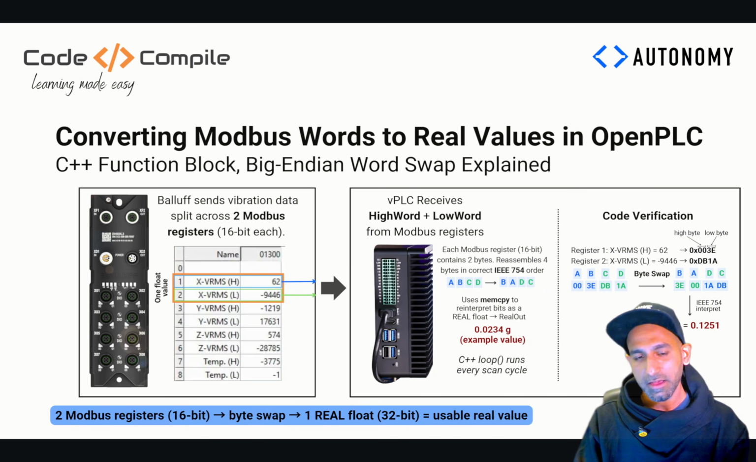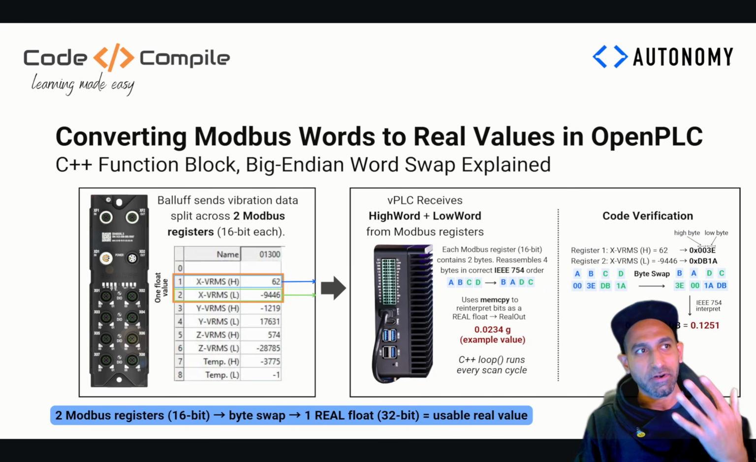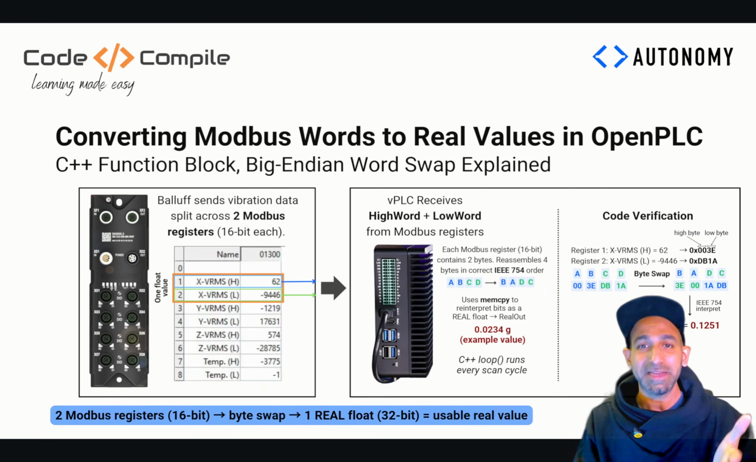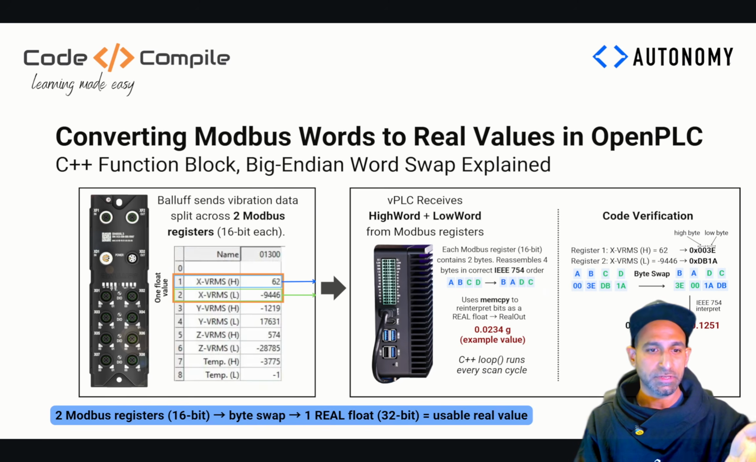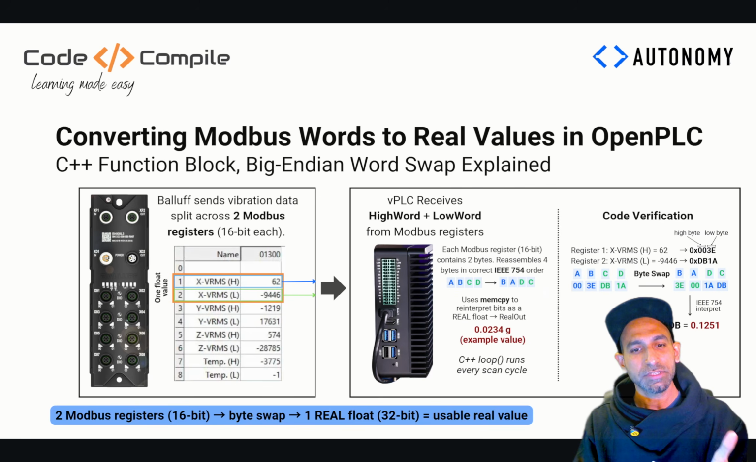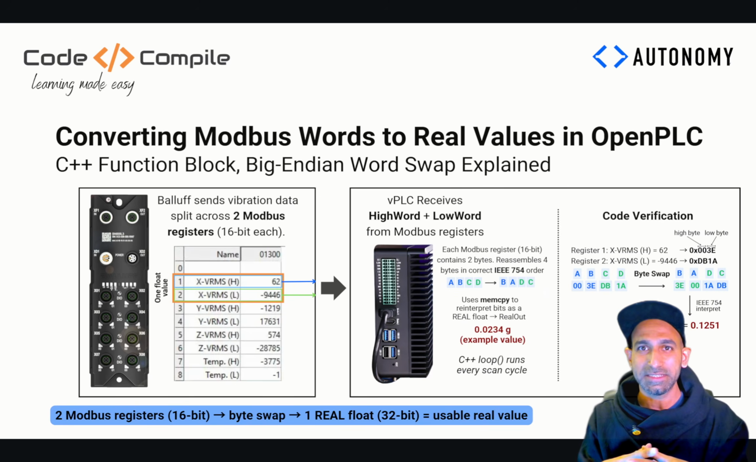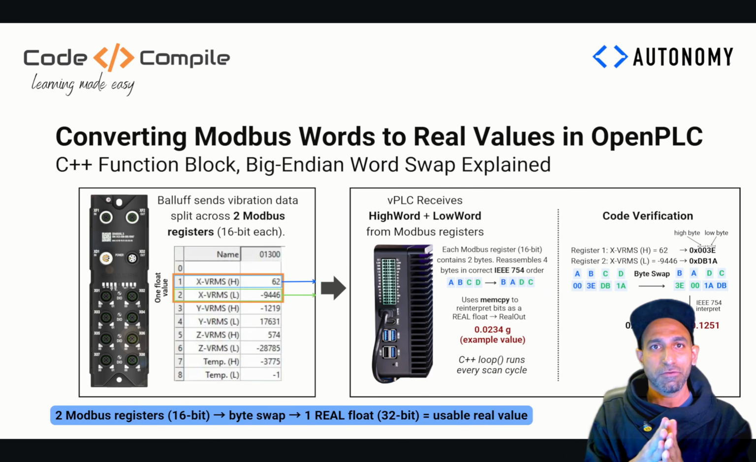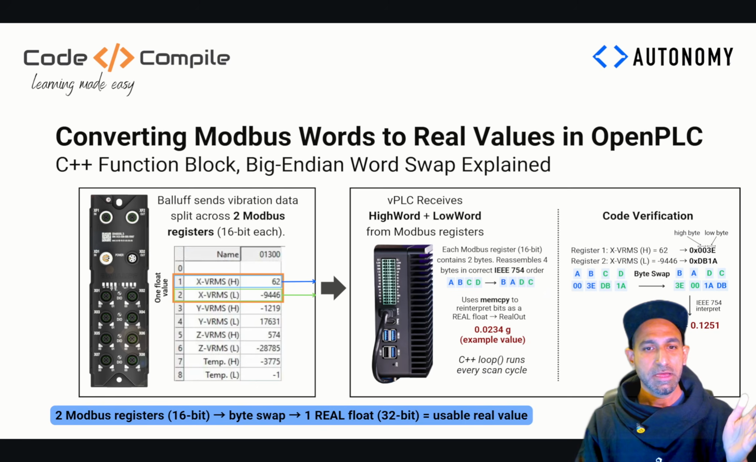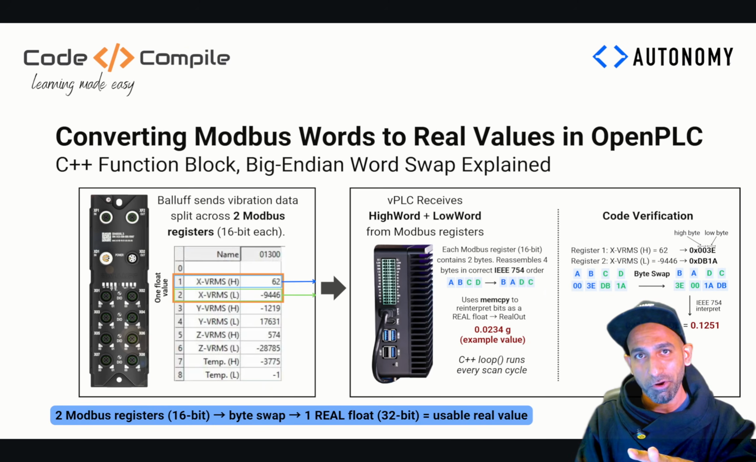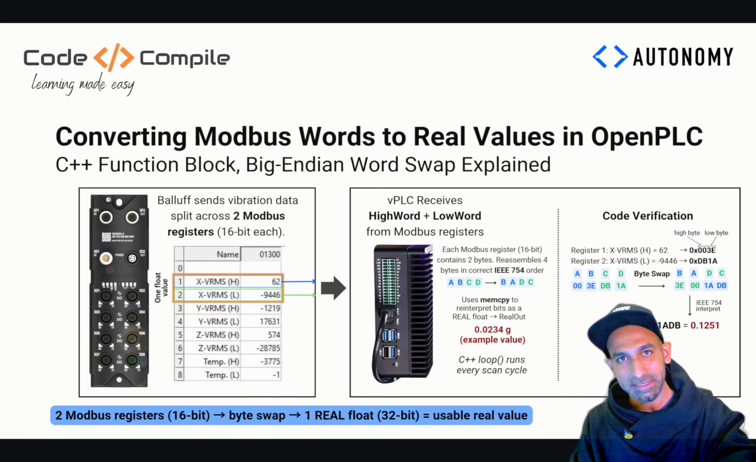The vibration data from the Balluff sensor arrives split across 2 Modbus registers, as you can see on my screen. Each register is 16-bit, so together they form a 32-bit IEEE 754 float value, all right? But it's not a simple join. There is a byte swap involved, so you have to swap the bytes.